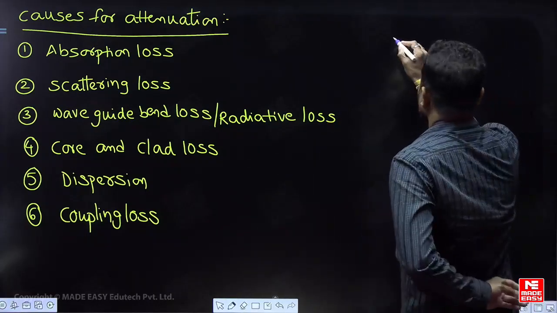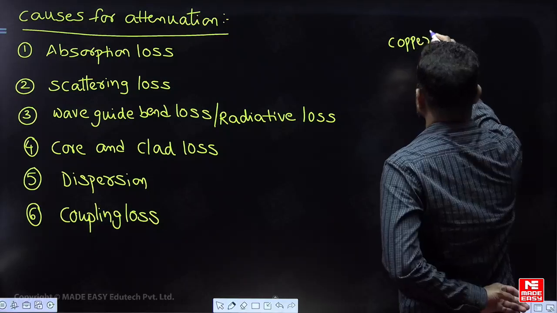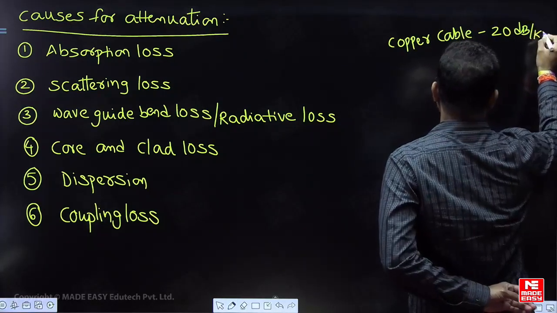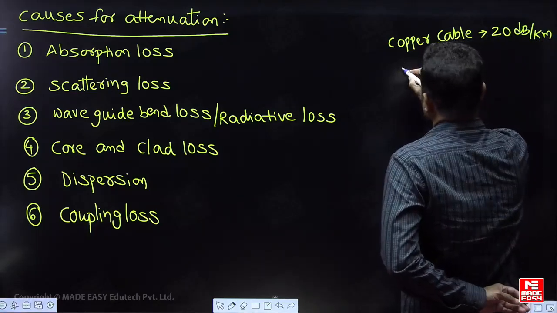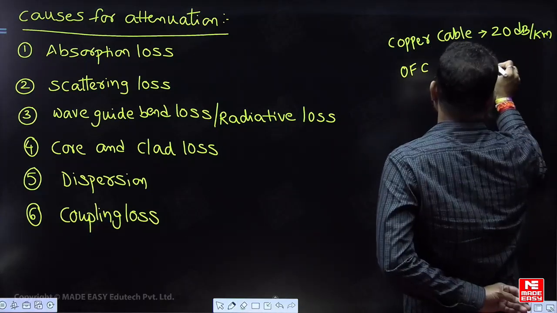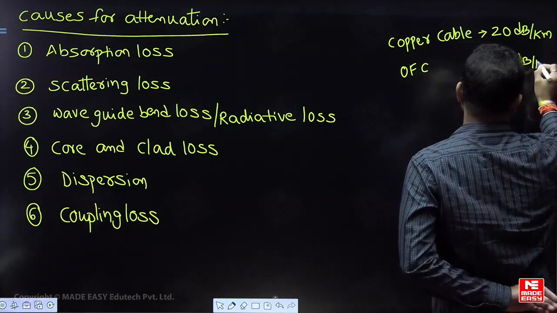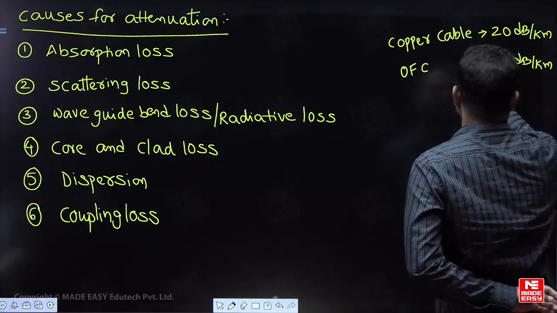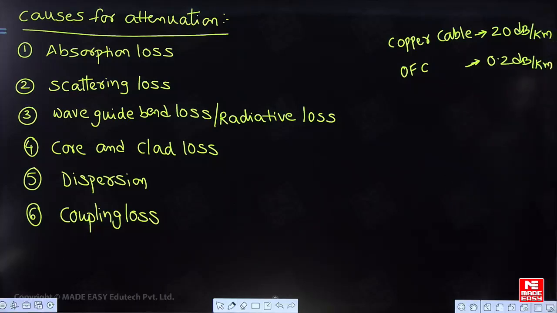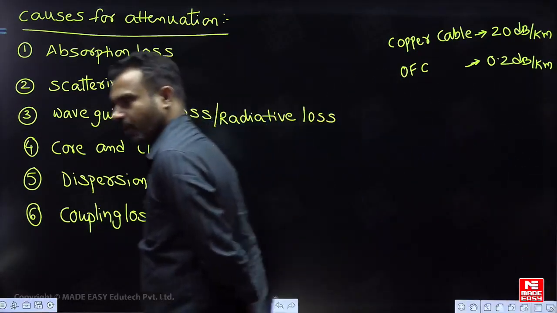So, what is the loss offered by copper? The loss offered by copper cable is 20 dB per kilometer. And the next one, OFC optical fiber cable, gives a loss of 0.2 dB per kilometer. So one is the copper cable with high loss, 20 dB per kilometer, and the other is OFC with 0.2 dB per kilometer, a very low loss. Okay, please copy it.